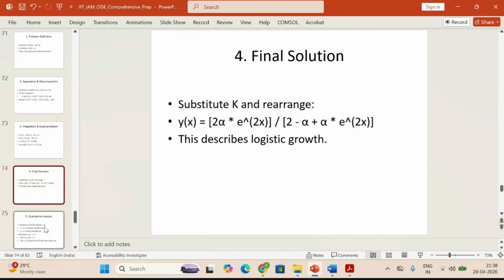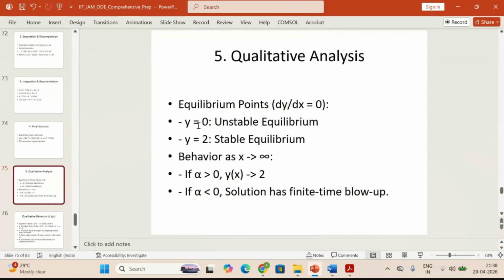So now we look into the qualitative analysis. dy/dx = 0 gives y = 0, which is an unstable equilibrium. y = 2 is a stable equilibrium. As x tends to infinity, if alpha is more than 0, y(x) equals 2. So y(x) should be 2 at x tends to infinity only, not everywhere. So it is correct if we are looking for the solution at x tends to infinity. For alpha less than 0, the solution has a finite time blow up.